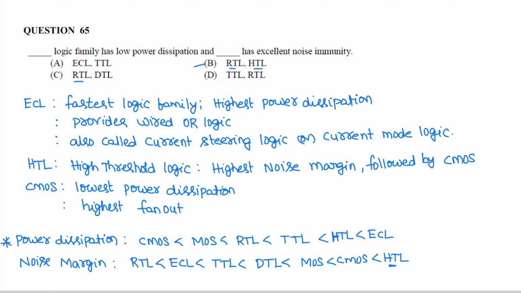Now, ECL is the fastest logic family and ECL provides wired OR logic. ECL is also called current steering logic or current mode logic. HTL, high threshold logic, is having the highest noise immunity, followed by CMOS, and CMOS is having the lowest power dissipation and highest fan out. This ECL provides wired OR logic. The rest, TTL, DTL, RTL, provide wired AND logic. The correct option is B.